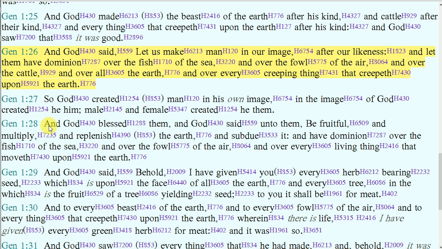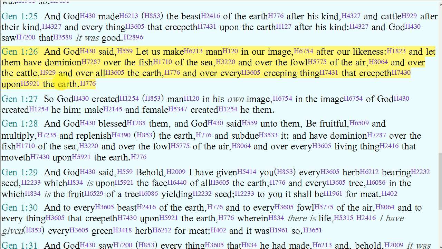And God said, let us make man in our image, after our likeness, and let them have dominion over the fish of the sea, and over the fowl of the air, and over the cattle, and over all the earth, and over every creeping thing that creepeth upon the earth. So God created man in his own image. In the image of God created he him. Male and female created he them. And God blessed them, and God said unto them, be fruitful and multiply, and replenish the earth, and subdue it, and have dominion over the fish of the sea, and over the fowl of the air, and over every living thing that moveth upon the earth.